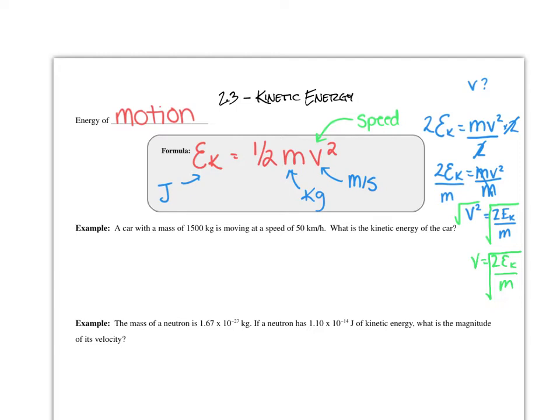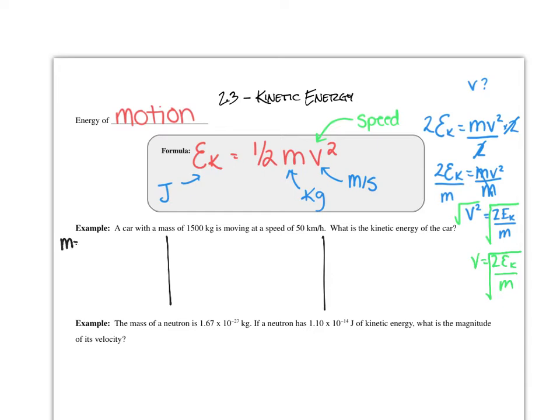Okay, that was just a quick reminder on how to rearrange an equation with a square in it. So let's try some examples here. Remember, when we are looking at physics, we want to divide our page into 3 sections. In our first section, we're going to list our information. Second section, we will write our formula and rearrange. And then third section, we will solve. So a car with a mass of 1,500 kilograms is moving at a speed of 50 kilometers an hour. What is the kinetic energy of the car?